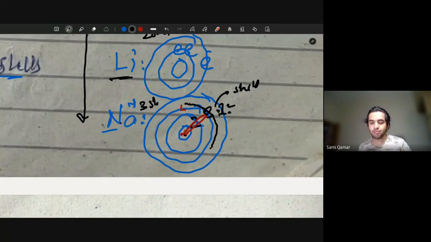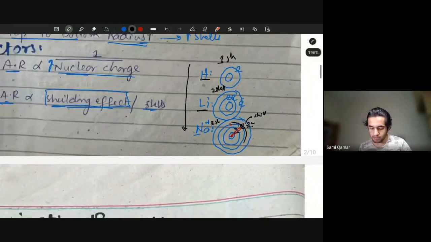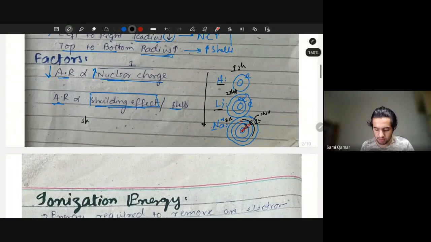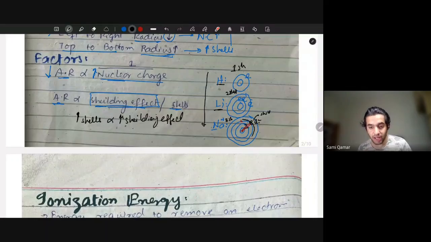So what does that mean? If we have more shells, an increase in shells leads to an increase in the shielding effect, right? Now, due to the shielding effect, what will happen? We can easily remove this electron with less energy because the nuclear hold is less on this outer electron. So its ionization energy will be less. Now, what is ionization energy? Don't worry right now. We can easily remove it. Okay, now you guys got it. So this was the trend of our atomic radius.